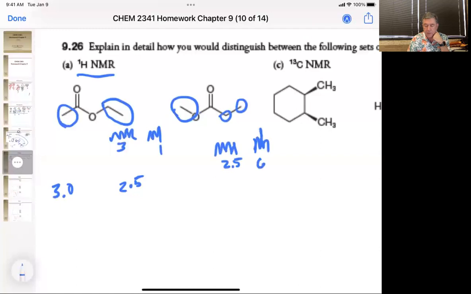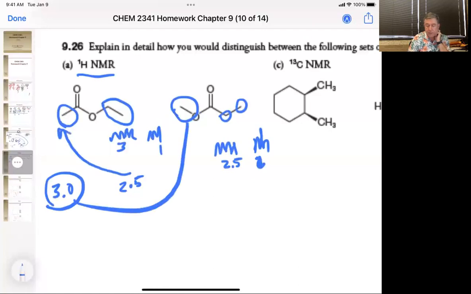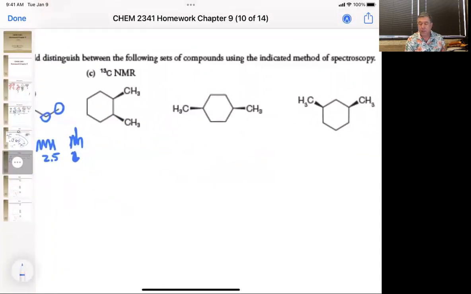So all we have to do is compare. This one's going to be at 2.5. This one's going to be closer to 3. So all we have to really do is compare the singlets on the shift, and that should tell us which compound we have. Okay, and this one, let's see what we have here.